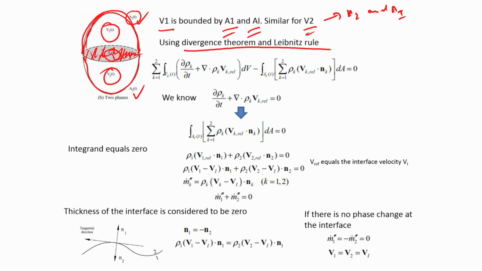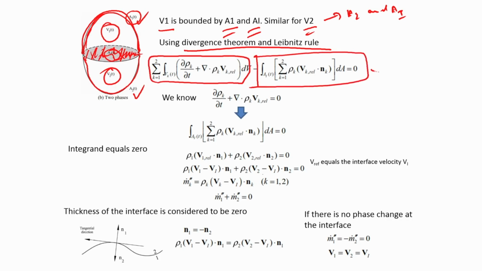So, using the divergence theorem and Leibniz rule like what we did last time, we convert the area integral to the corresponding volume integral. So, this part is what has been converted to volume, this part is the interface. So, this part is the interface part, right.